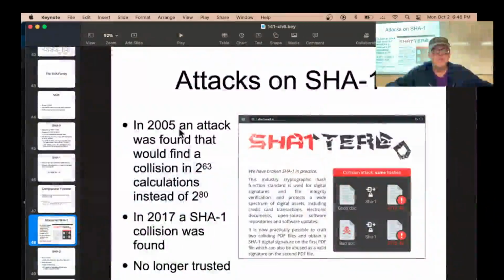You talked about this sort of thing before. Anyway, in 2005, they found an attack that would crack SHA-1 in 2 to the 63 calculations, and Google managed to break it. In 2017, they made a SHA-1 collision. There were 2 PDF files you could download, and they were both hashed to the same SHA-1.